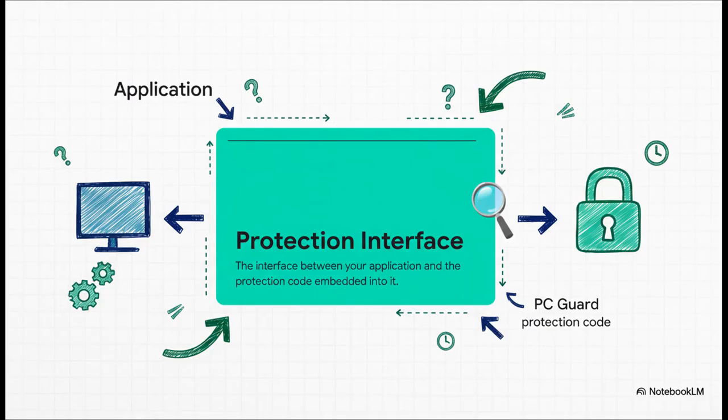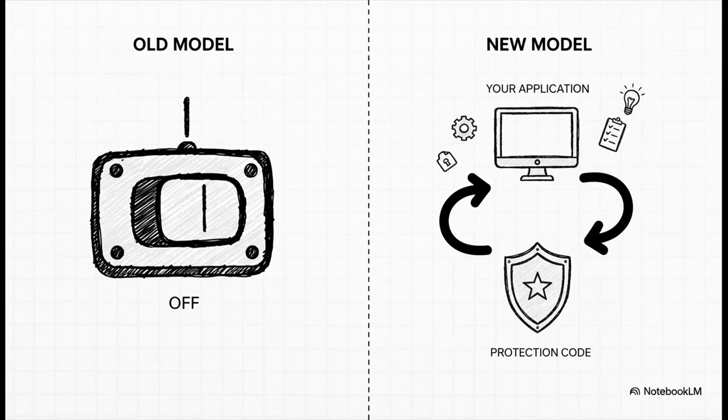I want you to think of it like a secure bridge. It's really the API that lets your application's own code have a direct conversation with the PC Guard protection layer that's wrapped around it. This means right from your own functions, you can query the license status, check demo limitations, and access a ton of other critical data in real time. And this is what changes the game.